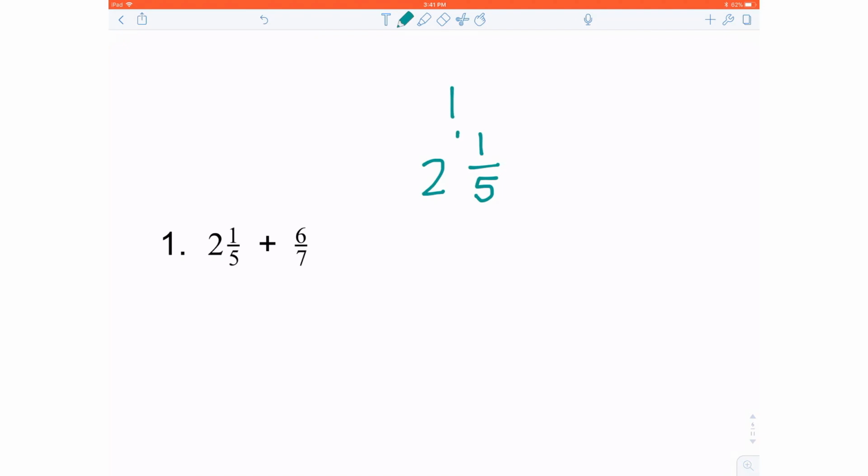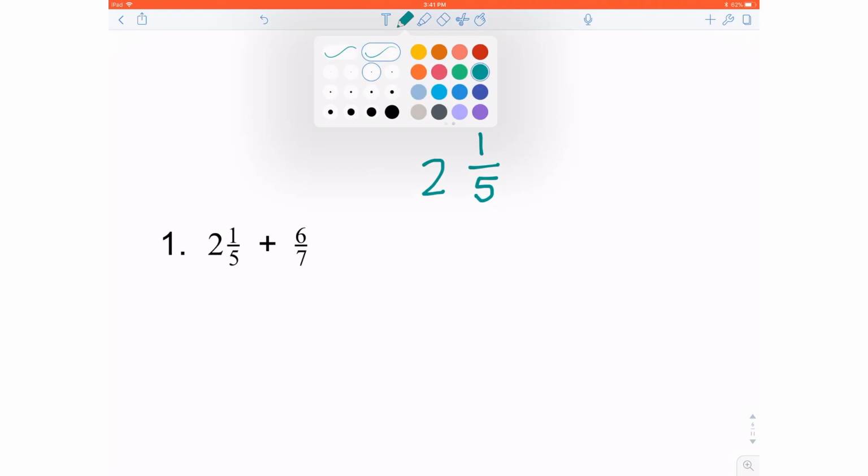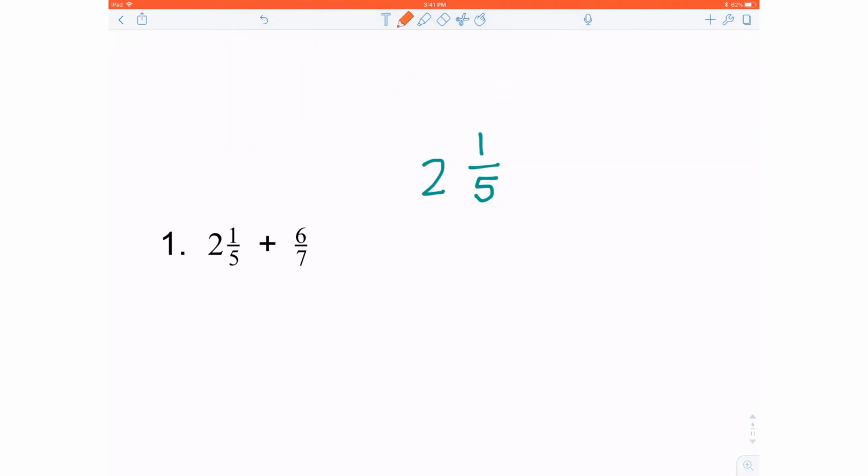So I'm going to draw, you know what, let me do it in another color for you. I'm going to draw a line here to separate the whole number from the fractions.